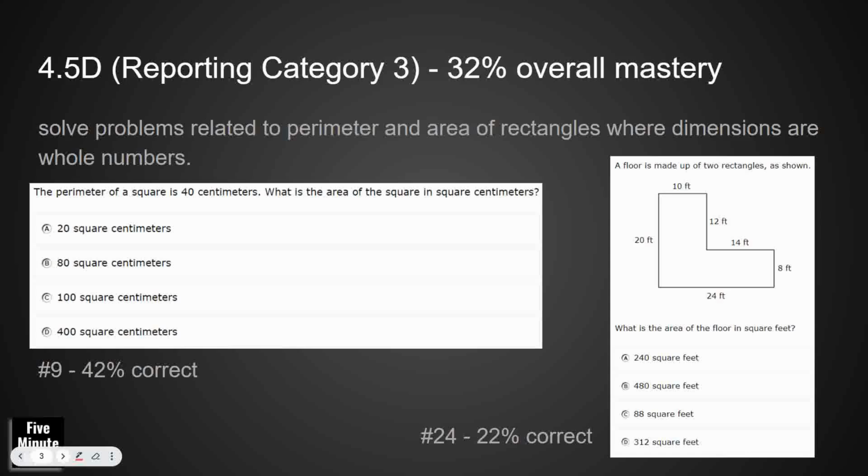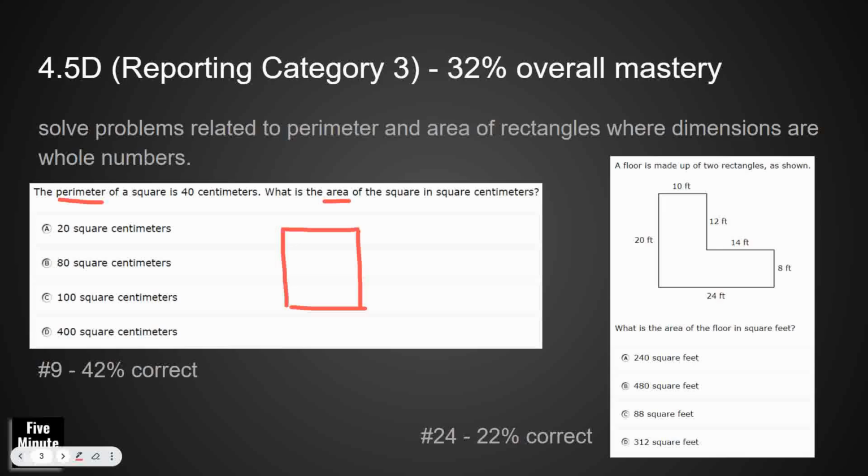So we're going to start with our lowest readiness standard, 4.5D. We had 32% overall mastery. What we're doing is solving problems related to perimeter and area, and we have two problems that were assessed here. You see that number 9 wasn't that difficult compared to number 24, but this one is still difficult, and this is a type of problem that we might even see on a fifth grade STAAR because they're asking us to relate perimeter and area, both areas that are fully developed in fourth and fifth grade.